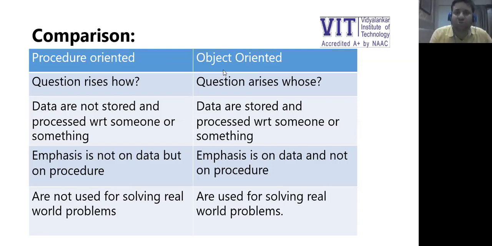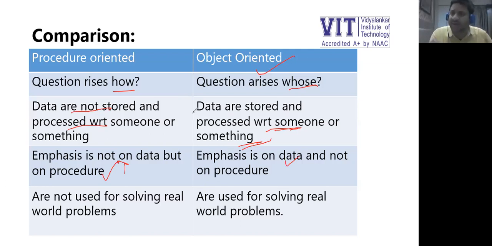So when it comes to a procedure-oriented programming language, the question is how. Procedure is important, process is important. It's like kaise. But when it comes to object, whose data you're asking for, kiska. So this approach, when we are storing and processing data with respect to someone or something, is object-oriented. But in procedure-oriented, data is not stored and processed with respect to someone or something. The emphasis is not on data but on procedure. Here the emphasis is on data and not on procedure.